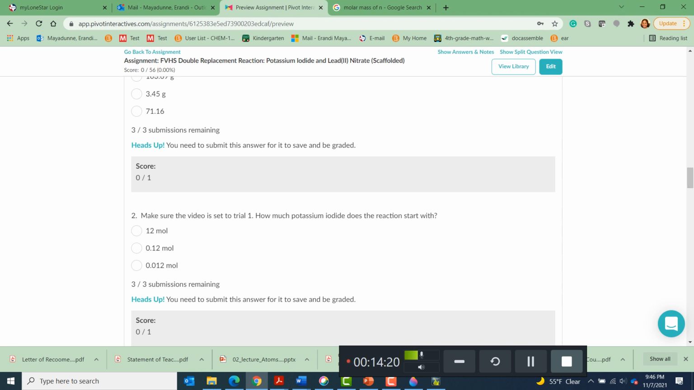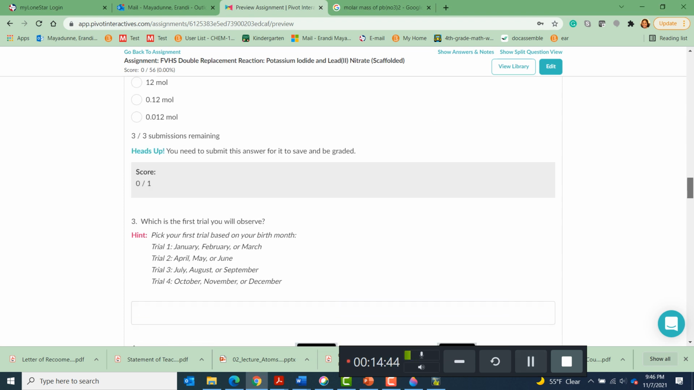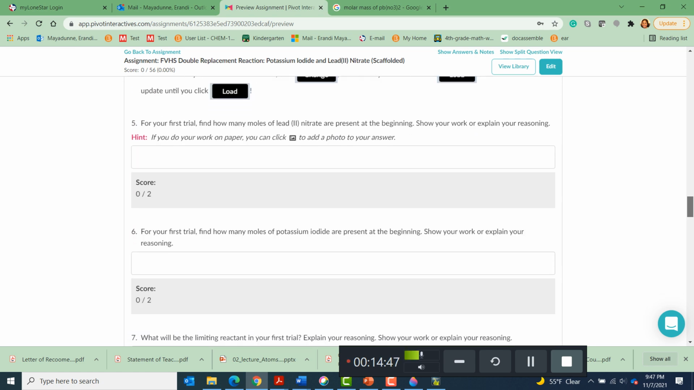Mass divided by molar mass will give you the number of moles. Sorry. So we know the mass is 3.45 grams. You divide by the molar mass, which is 331 grams per mole, and then you can find the number of moles of lead nitrate. And then, in the first trial, how many moles of potassium iodide were present at the beginning?